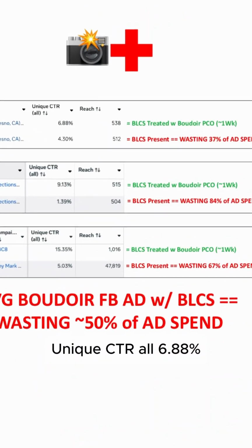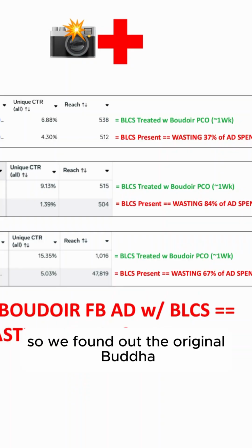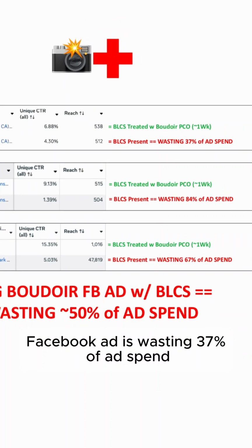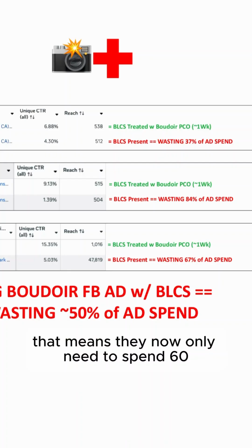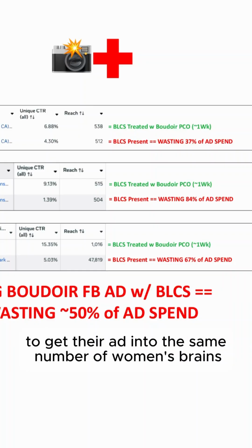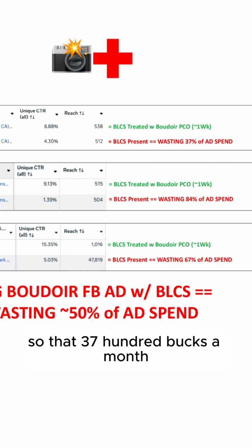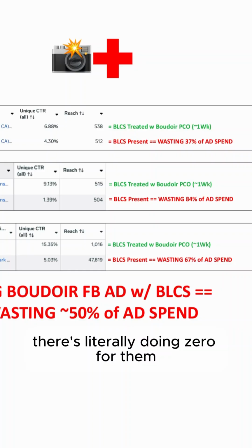Unique CTR 6.88%. So we found out the original Boudoir Facebook ad is wasting 37% of ad spend. That means if they're spending 10 grand a month on the original Boudoir Facebook ad, they now only need to spend $6,300 a month with the Boudoir PCO treated ad to get their ad into the same number of women's brains. So that $3,700 a month is literally doing zero for them.